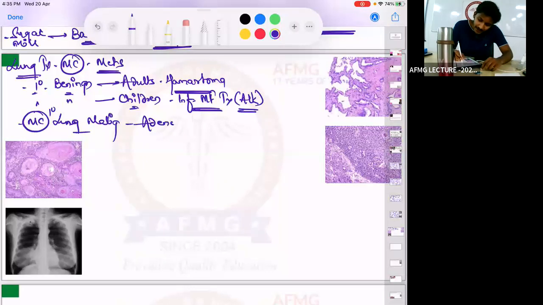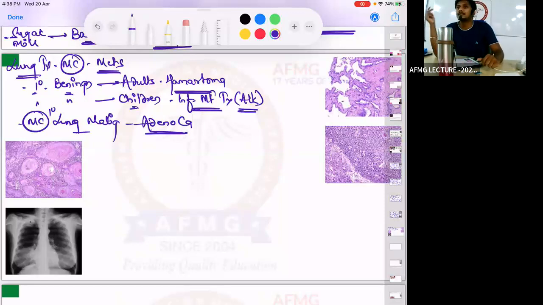Most common lung malignancy in non-smokers, in females, is adenocarcinoma, but most common lung malignancy in smokers is squamous cell carcinoma, because in smokers we will have squamous metaplasia. Most common type of metaplasia is squamous or columnar?